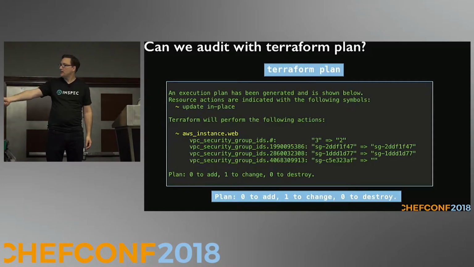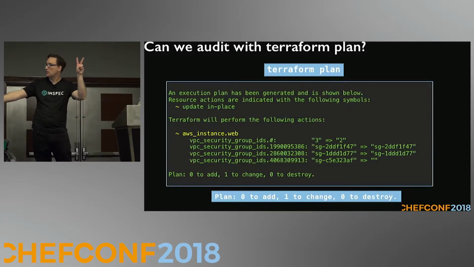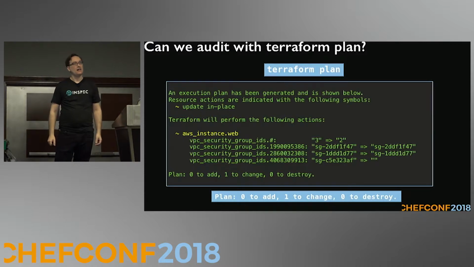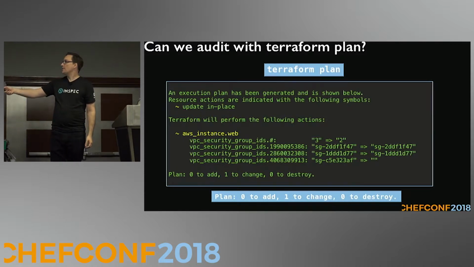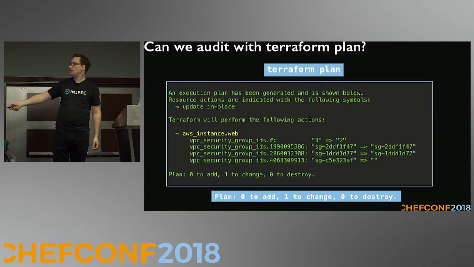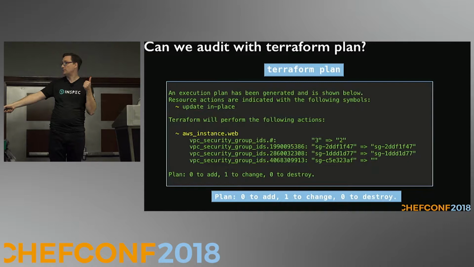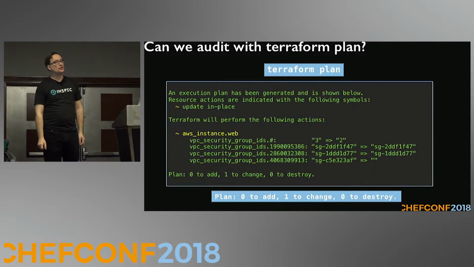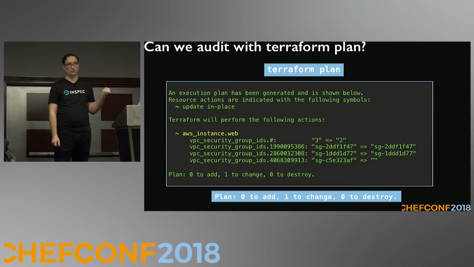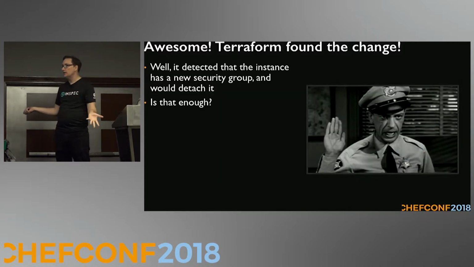Well, it does a pretty good job. It looks at the instance and it says, I expected to find 2 security groups, 2 firewall rules, but I actually saw 3. That's funny looking. So if you let me apply this, what I would do is I would add nothing, I would change something, I would change that instance by stripping off one of its security groups, and then I would destroy nothing. So it would change one thing but destroy nothing. So it's going to simply detach the rogue security group. It's not going to destroy it. So that sounds good. It detected the instance has a new security group, and would detach it. That's great.